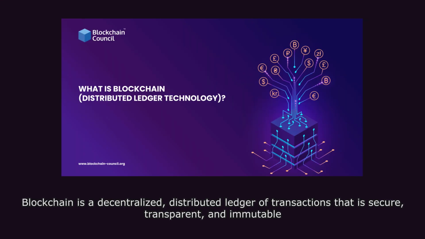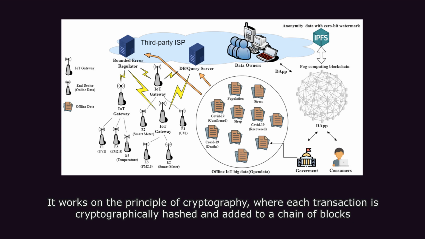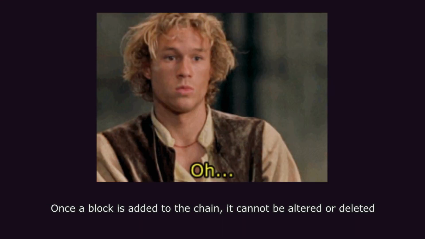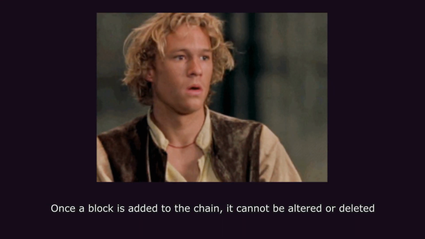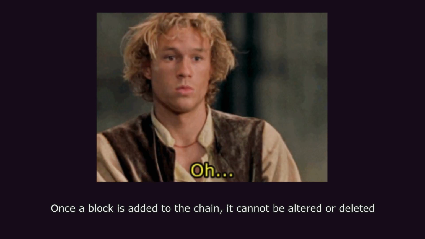Blockchain is a decentralized, distributed ledger of transactions that is secure, transparent, and immutable. It works on the principle of cryptography, where each transaction is cryptographically hashed and added to a chain of blocks. Once a block is added to the chain, it cannot be altered or deleted.